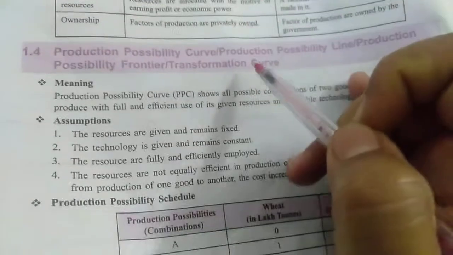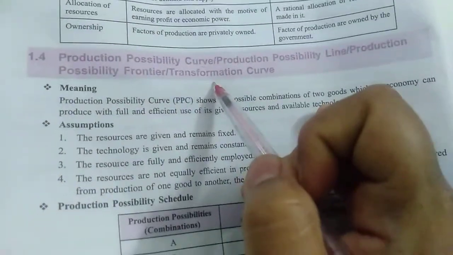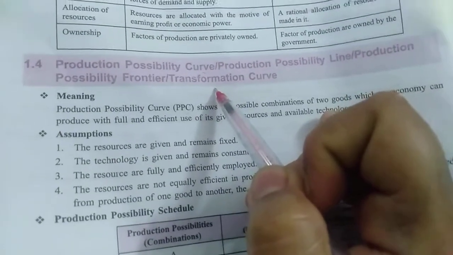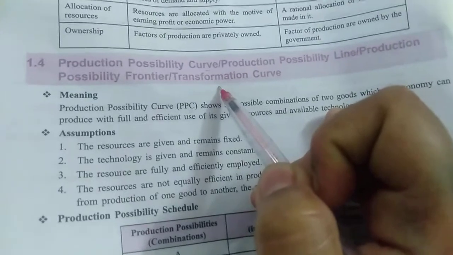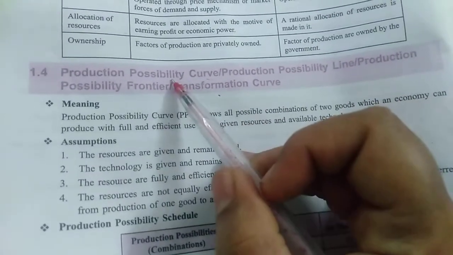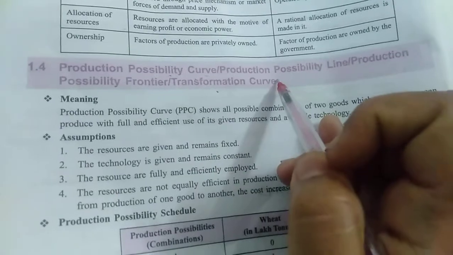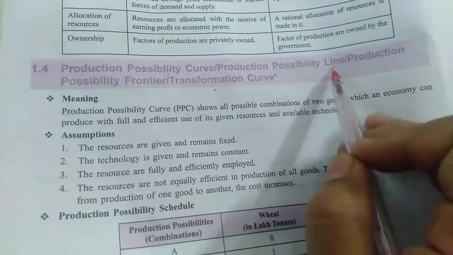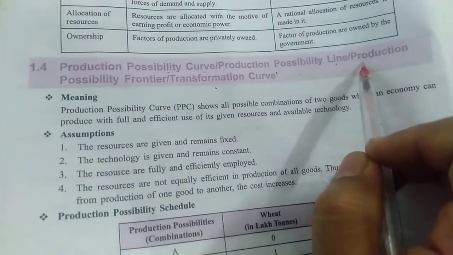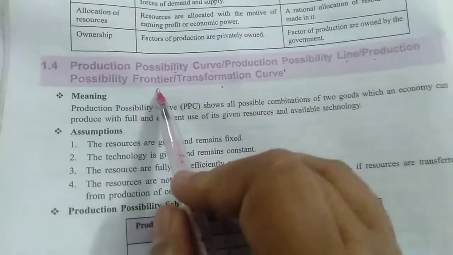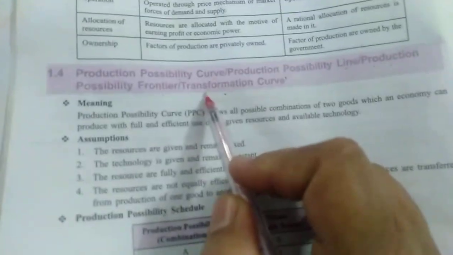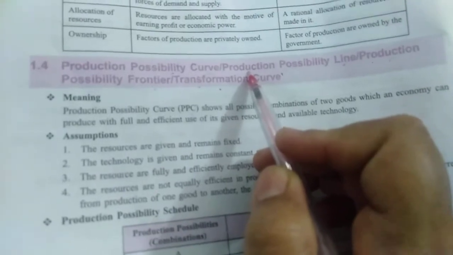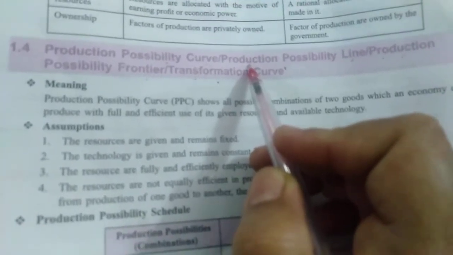Good morning, students. Now, after studying the different types of economics and economy in the introductory chapter, we have to study the production possibility curve, or we can say it as production possibility line, or production possibility frontier, or transformation curve. These are the three names of the production possibility curve. I hope it has been very clear to you.